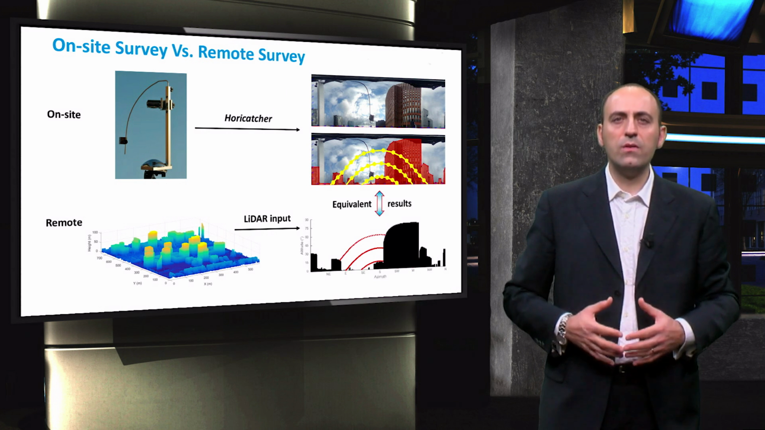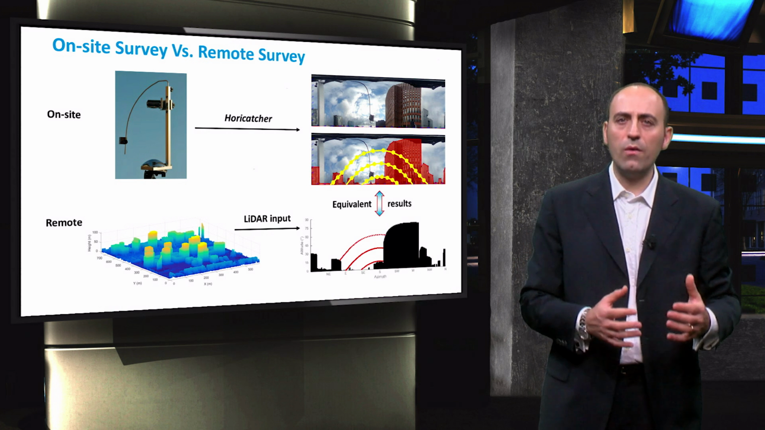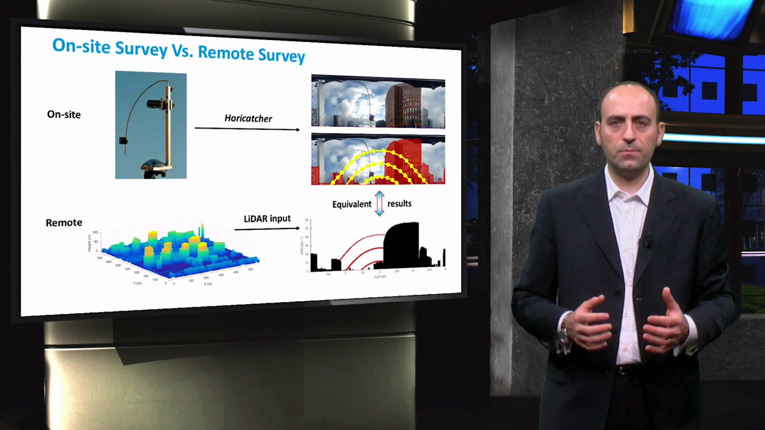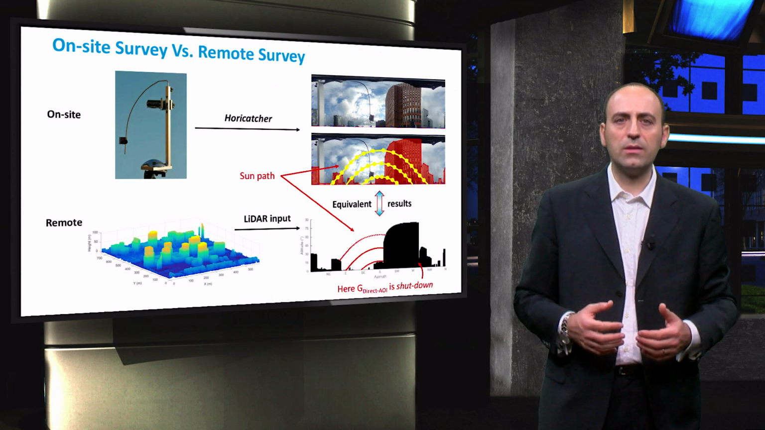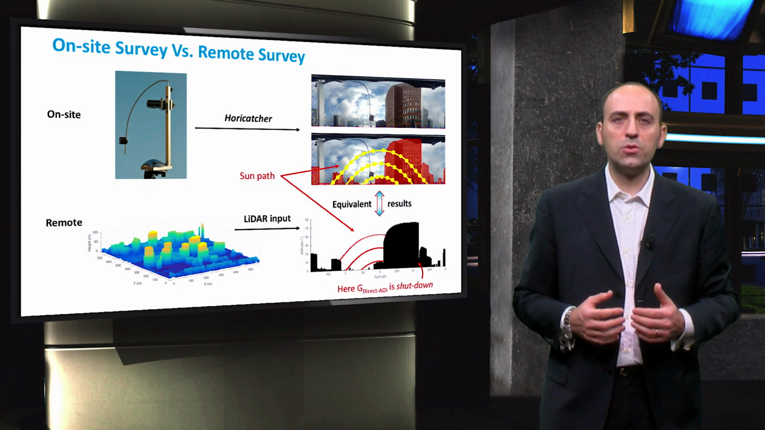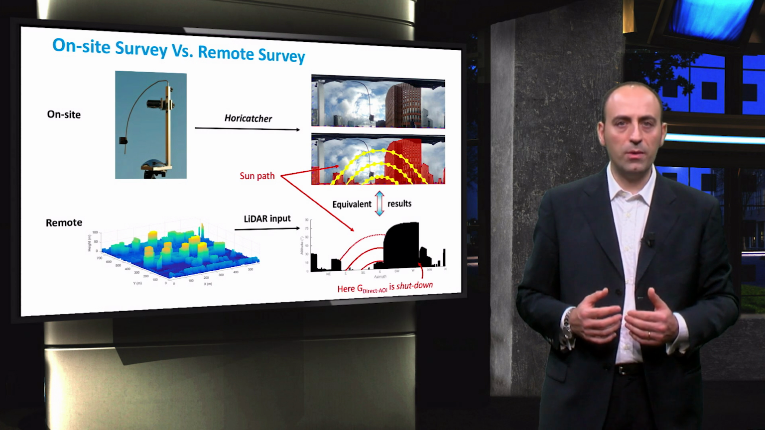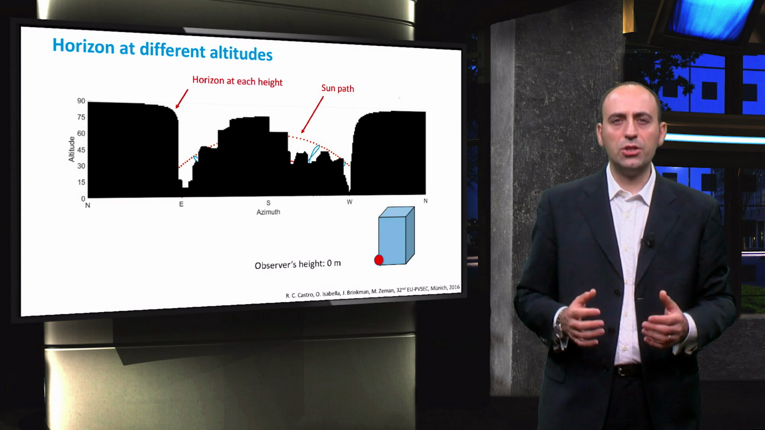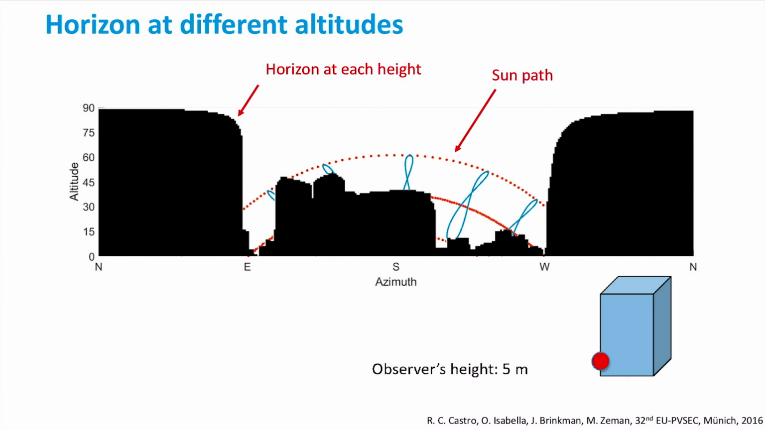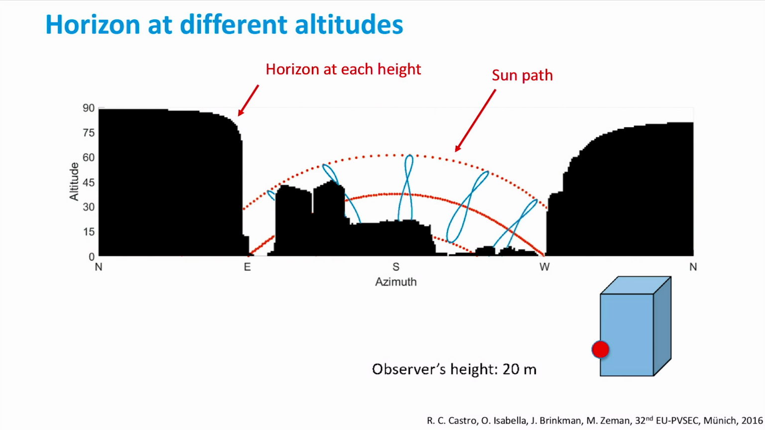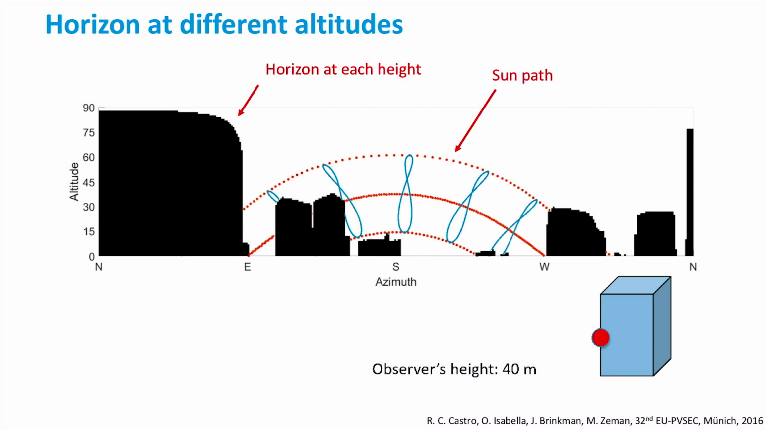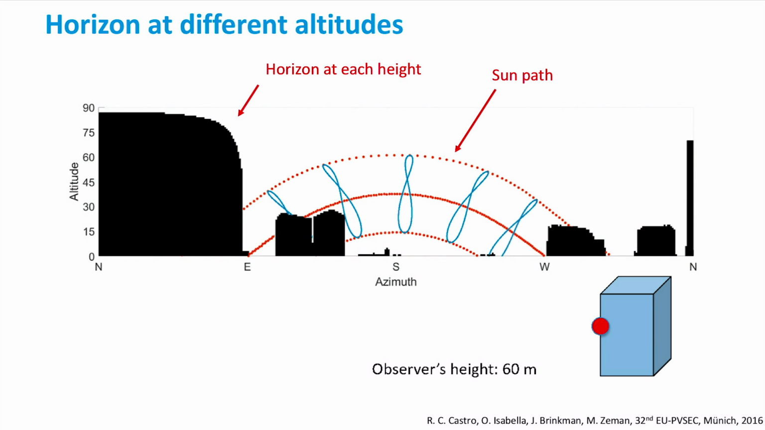As you can see, there is a striking similarity between the Horicatcher image and the LIDAR image. Moreover, when the sunpaths are included, it can be observed that both the images show blockage of direct light in the afternoon periods throughout the year. Another feature of the LIDAR approach is that we can quickly determine the horizon at each point in the facade of tall buildings. In this figure, you can notice the change in horizon as the height of the building is increased.